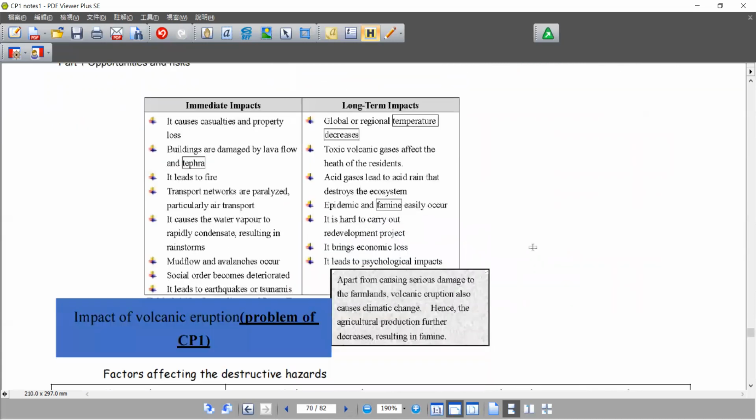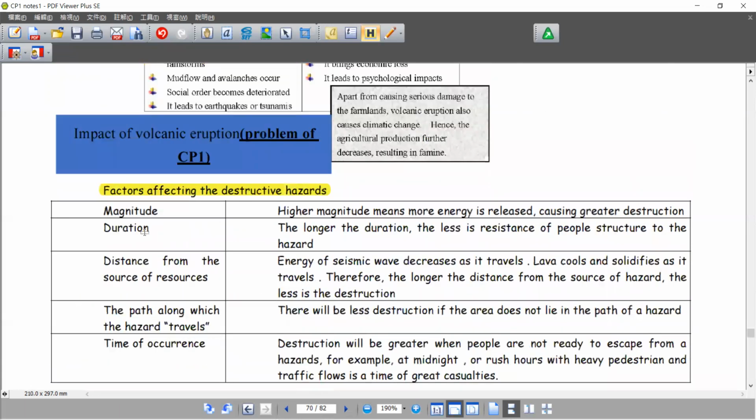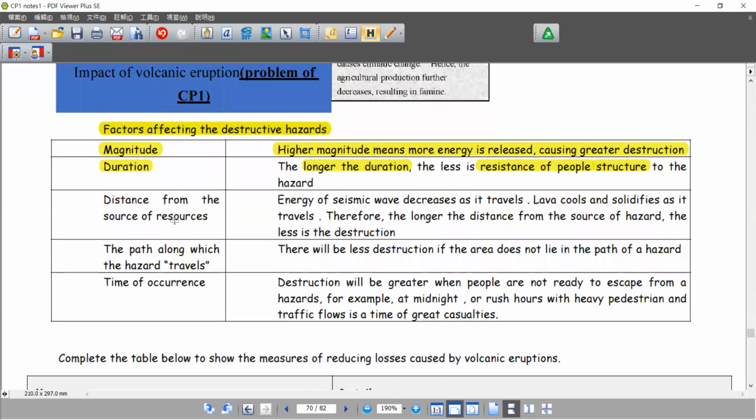Now a recap: what are the factors that may affect the destructive power of hazards? This is something I haven't written in the notes; the previous part was from the textbook publisher. If the duration is longer, the resistance of the people and the structures to the hazards will become lower. Let's imagine a building can stand a 1-minute earthquake, but how about 1 hour? Then nothing can stand it.